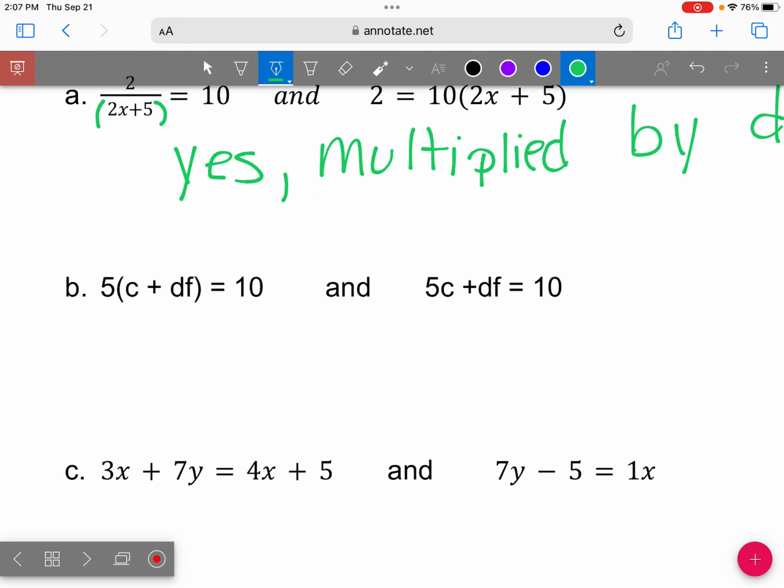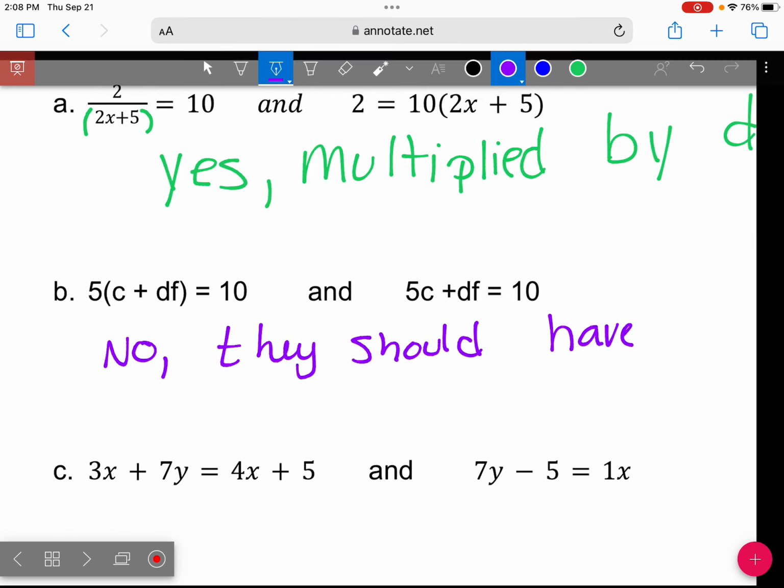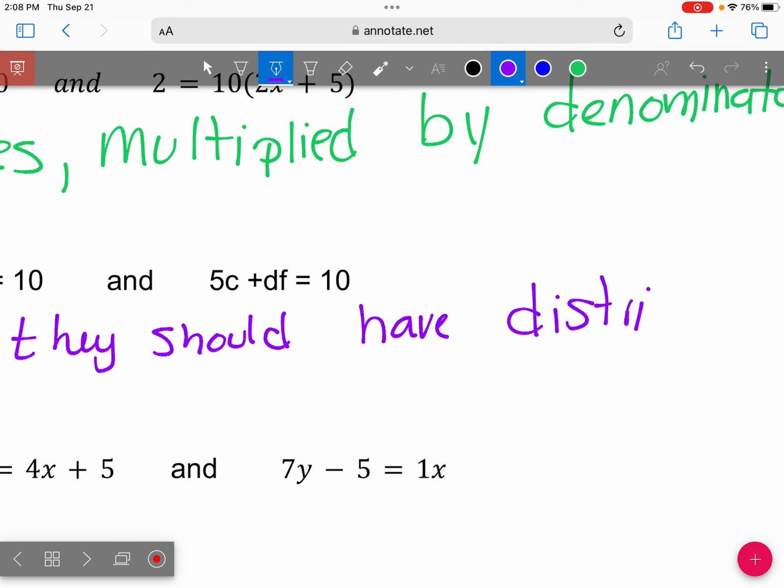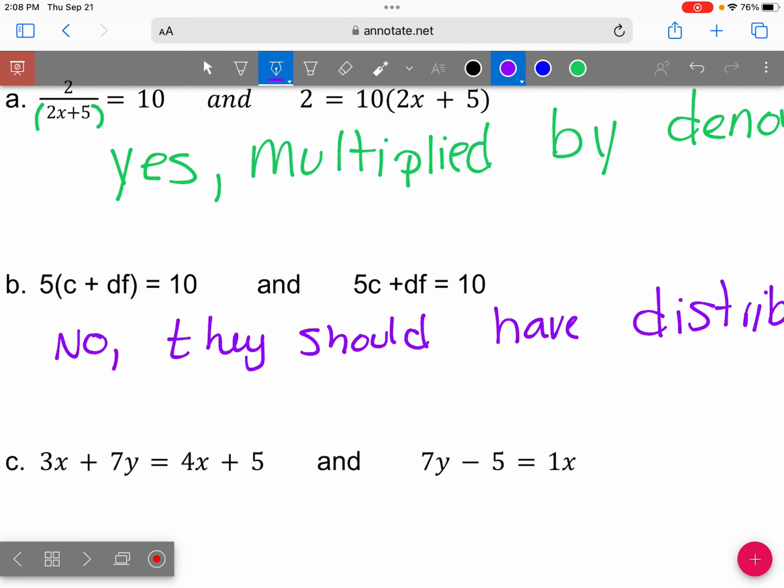What about B? No. What should they have done? They should have distributed. They just dropped the parentheses. I'd also be okay with that. It should be 5c plus 5df equals 10. Or you could do something like c plus df equals 2, and they could have divided. There's a lot of different options you can take on here.